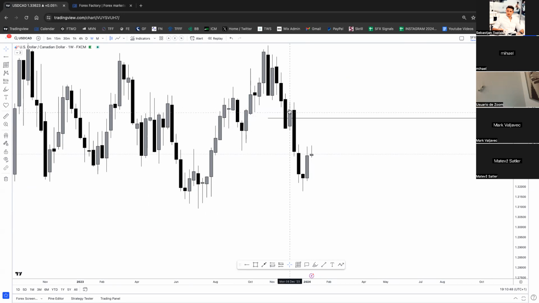We have 50% of the weekly order block. We still have the imbalance to cover, right? We still have this break of low, which means break of structure. We have this break of low, which means as well break of structure.